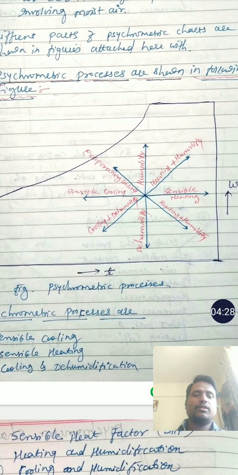If you see in the second quadrant, what is happening? The temperature decreases but the humidity ratio increases, and that process is called the evaporative cooling process, also called the cooling and humidification process. I hope you understand all the processes. By using only this particular chart, we can define all the 8 processes of psychrometry.